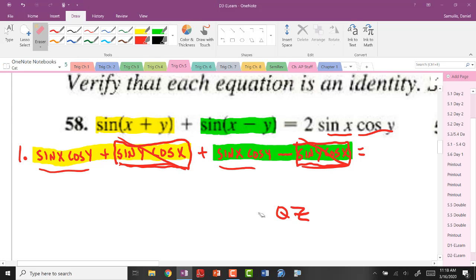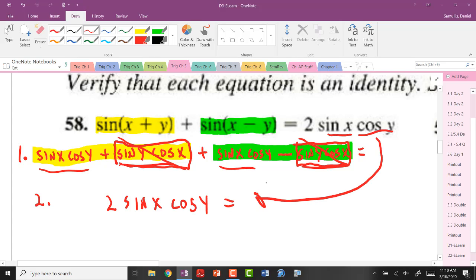And that's what, I guess, we have trouble with in this stuff: understanding that trig works like variables. Anyhow, step number 2, we're done. 2 sine x cosine y, that's how easy these are, equals 2 sine x cosine y. Check, baby, 1, 2, 3. And that's what verifying an identity is.